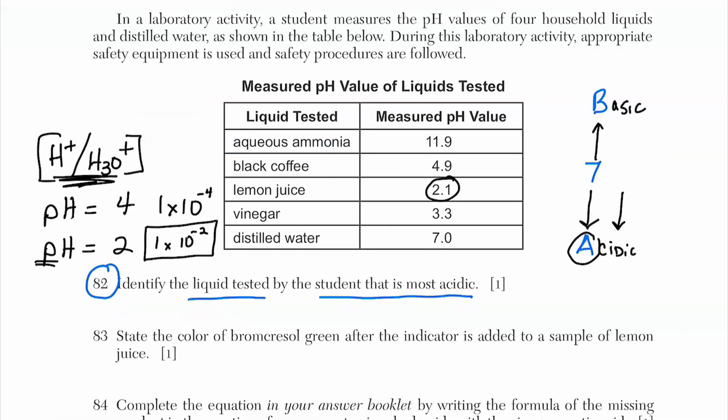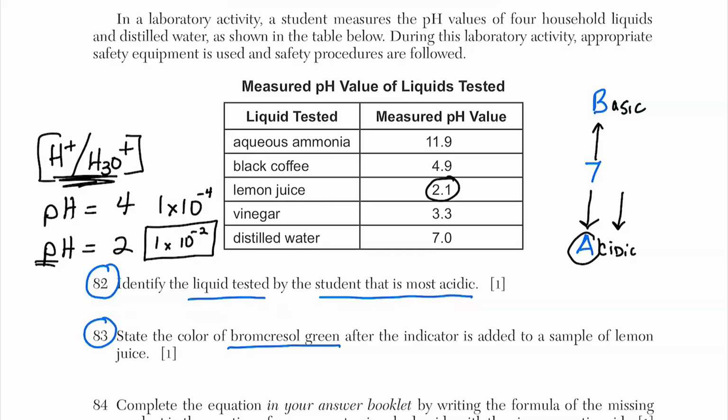On to number 83. State the color of bromcresol green after the indicator is added to a sample of lemon juice. I've been saying "cresyl" all my life, and I heard a colleague say "cresol," and I guess that's the way you say it. So we need to know what color it is, and we know the pH is below 7, it's 2.1.